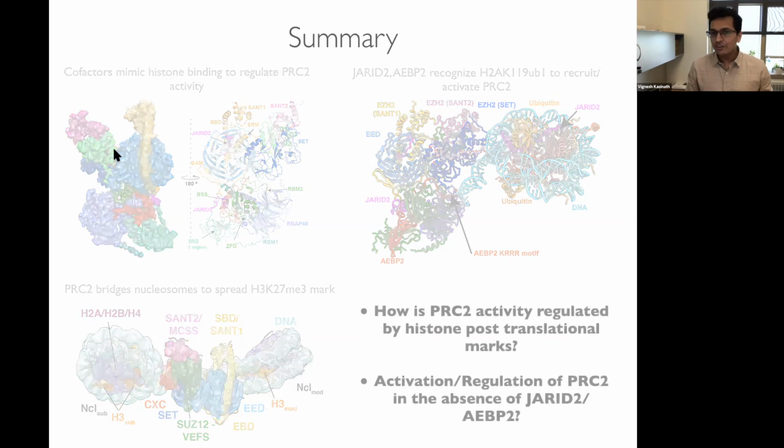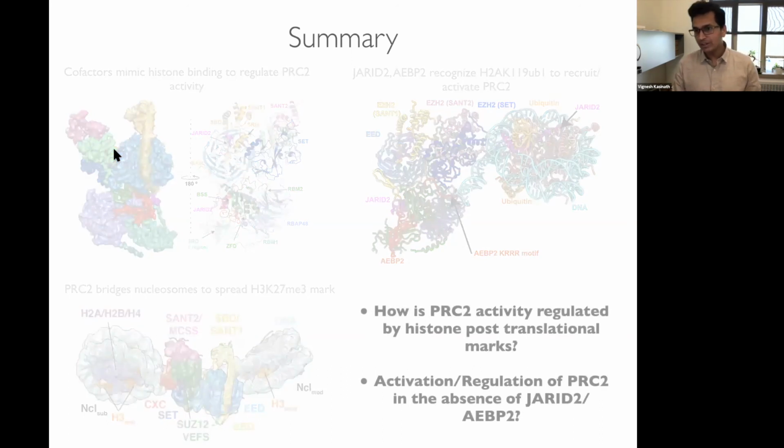However, there are still a lot of questions that we and other people are interested in. For example, how are PRC2 complexes which do not contain AEBP2 and JARID2 regulated? As well as how does RNA regulate PRC2 activity, which I didn't mention at all in this talk? As well as how other post-translational modifications, I talked about H2AK119Ub and H3K27 trimethylation. What about phosphorylation? What about K4 and K36 trimethylation? Mechanistically, how do they still regulate PRC2 activity? These are studies that are still being carried out.